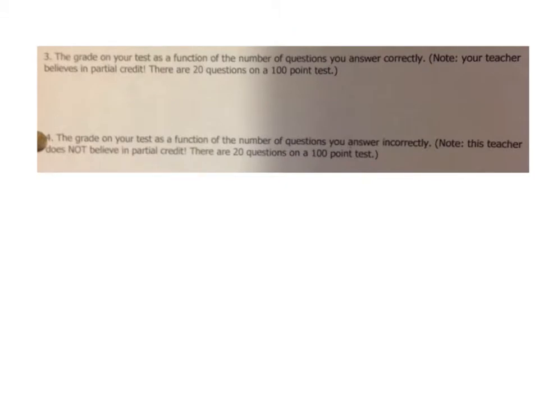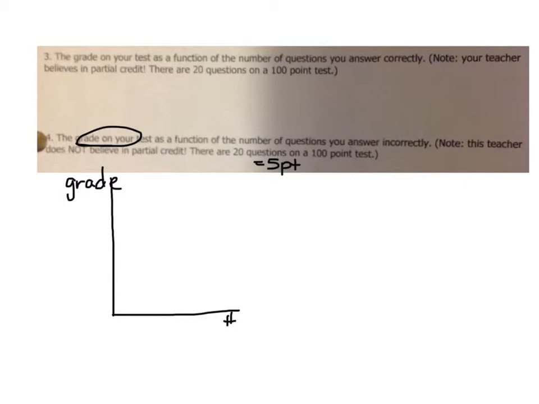So I'm going to start with the number 4 first. So the grade on your test as a function of the number of questions you answer incorrectly. Note, this teacher does not believe in partial credit. There are 20 questions on a 100-point test. So that means each question is worth 5 points. 5 times 20 gives me the 100. So each question is worth 5 points, and I don't give partial credit. So the grade on my test depends on the number I answer incorrectly. Okay. So the grade is my dependent. And this is the number incorrect.